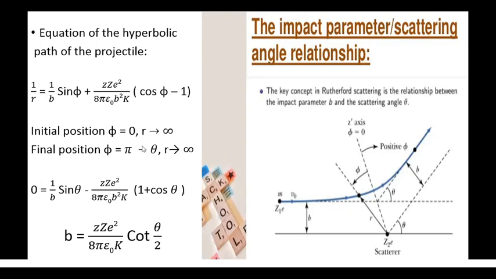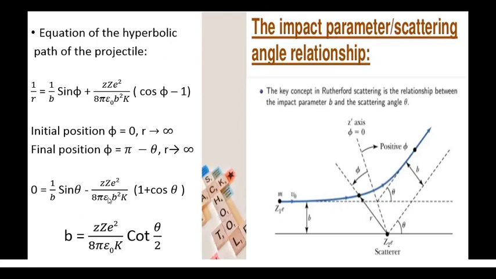Now you can substitute this in the above equation. Substituting r as infinity, so 1 by r is equal to 0. Then phi as pi minus theta. Now sine of pi minus theta is sine theta itself, and also here cos phi is there, so cos of pi minus theta. Cos of pi minus theta is minus cos theta, and you can take a negative sign outside. So this plus will be replaced with a minus sign and you will get this equation.